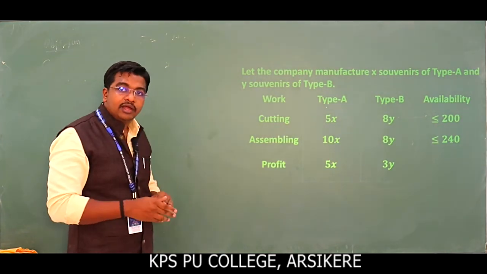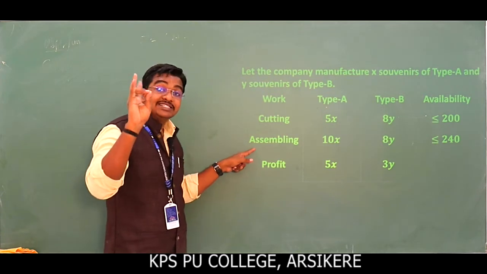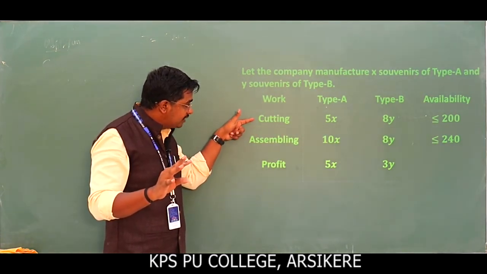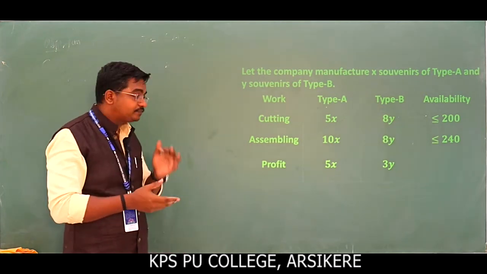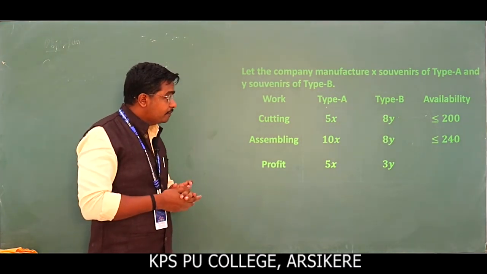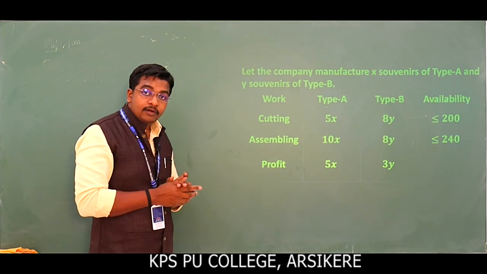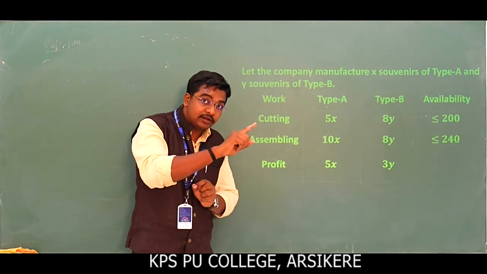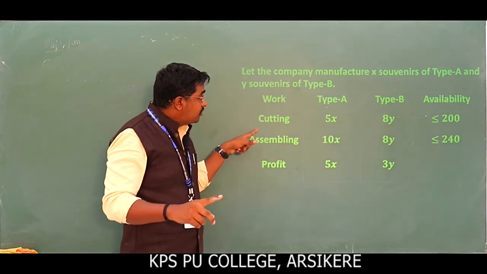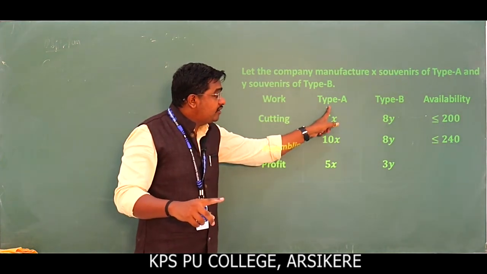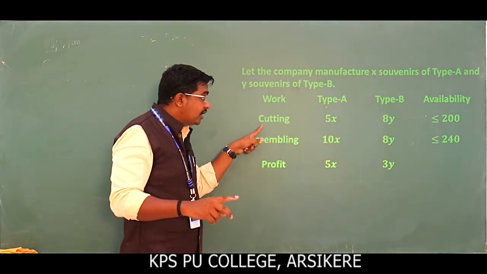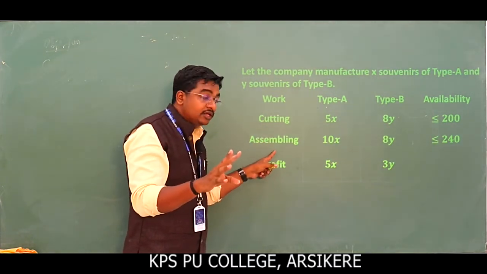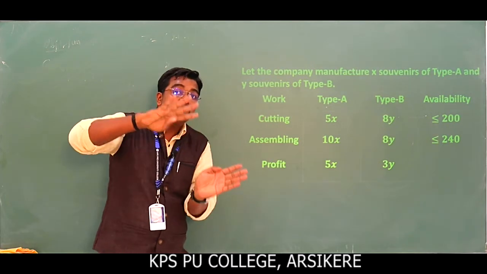What work do we have? Cutting is one, and second is assembling. We have two kinds of work here. Let us look at type A and type B, and also the given availability. The availability is given in hours, but the time required to manufacture type A is 5 minutes for cutting and 10 minutes for assembling. So convert the availability of time to minutes.